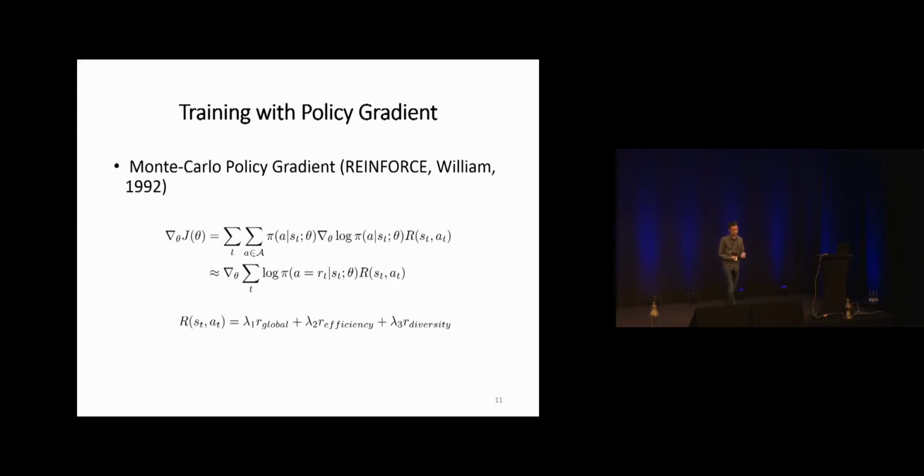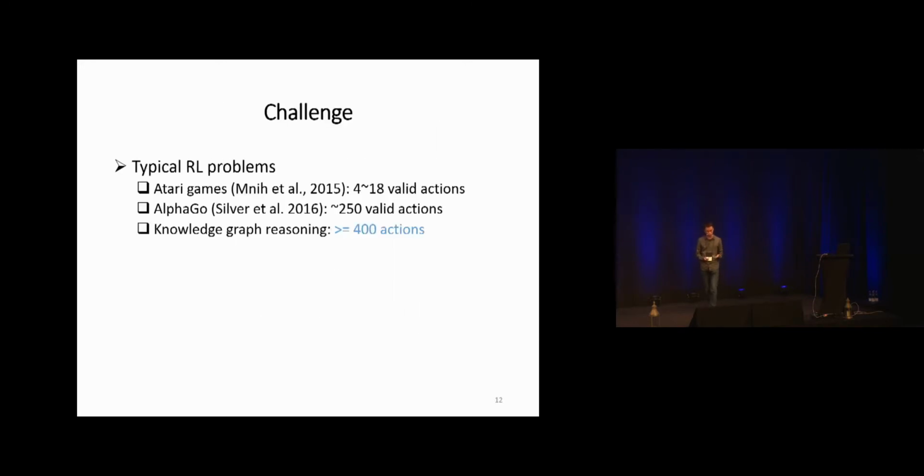However, in practice, this does not work that well. To show you where the problem comes from, let's first look at some successful reinforcement learning applications, for example the Atari games. We notice that the action space is quite small. They only have 4 to 18 valid actions. Even for AlphaGo, which is a model-based framework that uses Monte Carlo tree search to guide the agent, they only have around 250 valid actions. But for a typical knowledge graph, it is very usual that we can have hundreds or even thousands of unique relation types.